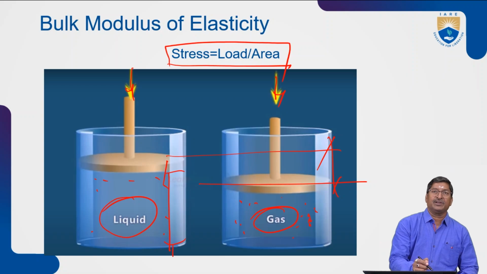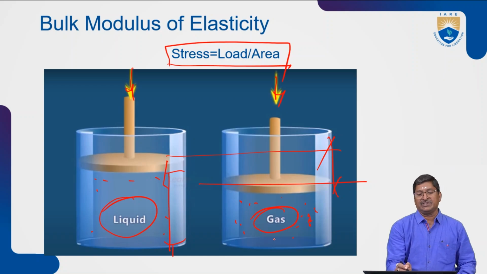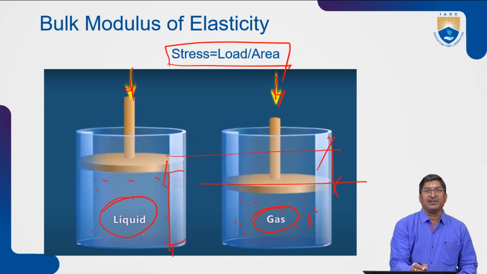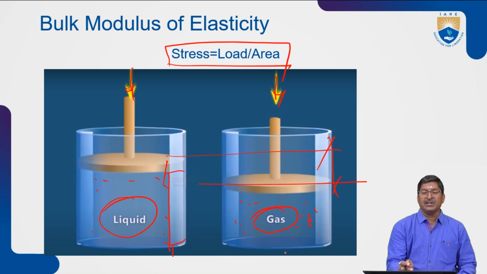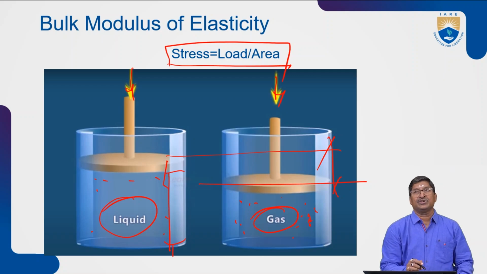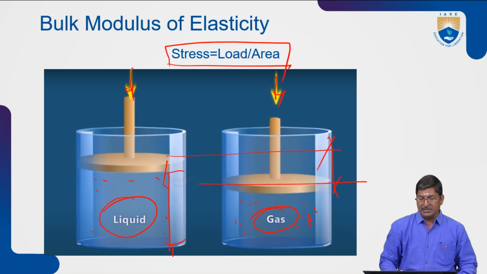And if you take two beakers, one with liquid and another with gas, and apply a load, the liquid will not reduce its volume, whereas the gas will reduce its volume, because the intermolecular distance is less in liquids, whereas the intermolecular distance is more in gas. Hence, the volume of the gas is reduced by applying some force onto it.